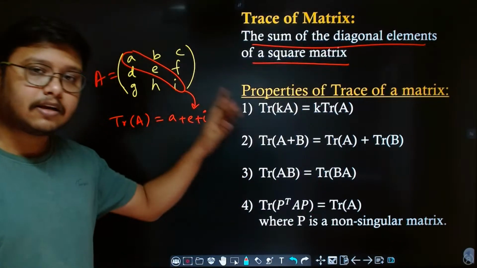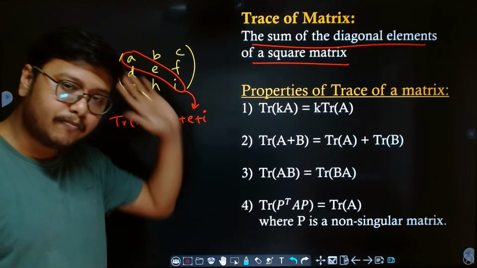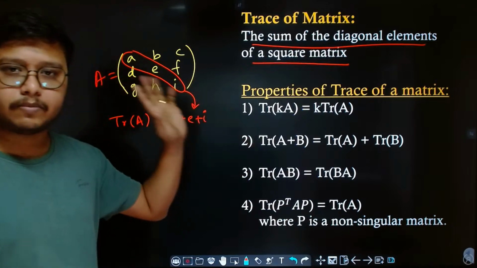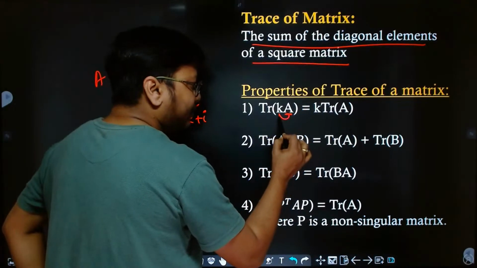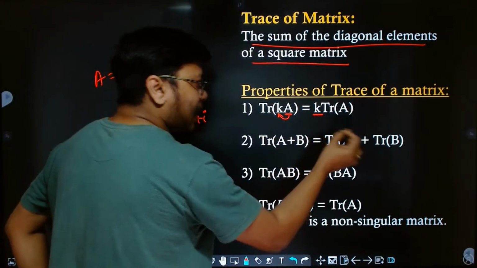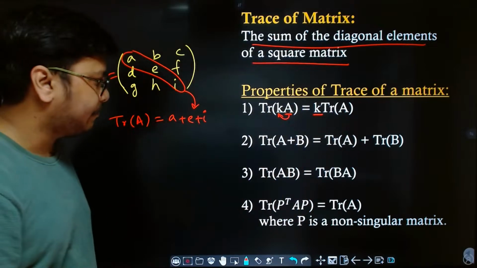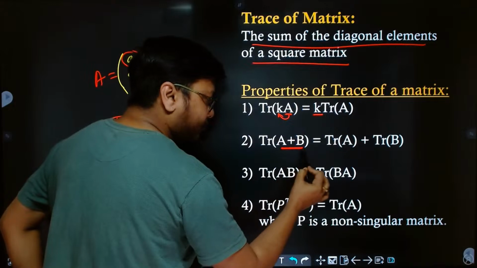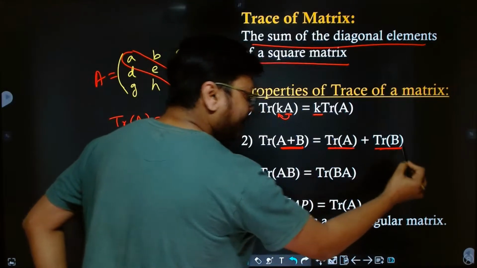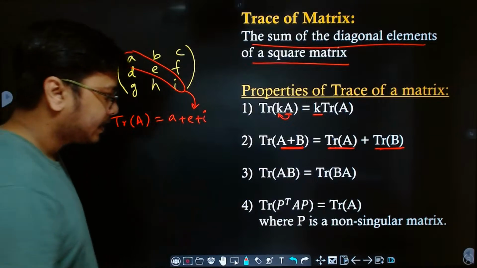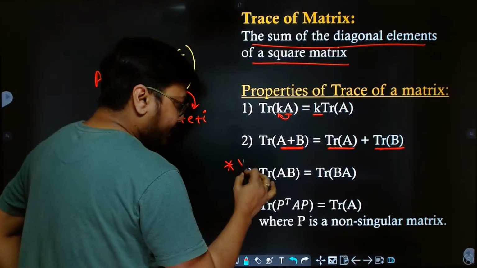The properties are very important. Remember this. At least one question in GATE comes from trace. So if there is a constant multiplied with the matrix, the constant can come outside the trace, no problem. If you are finding the trace of addition of two matrices, then you can do the addition separately, answer will remain same. This one is specifically important.